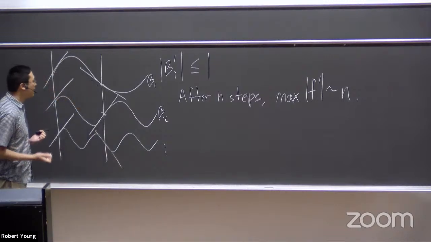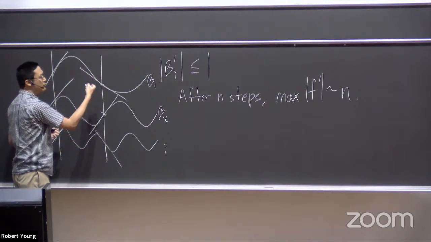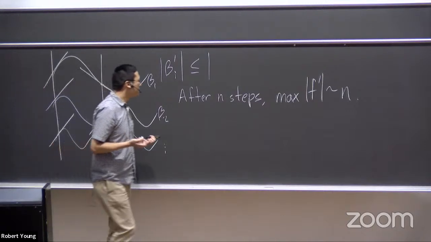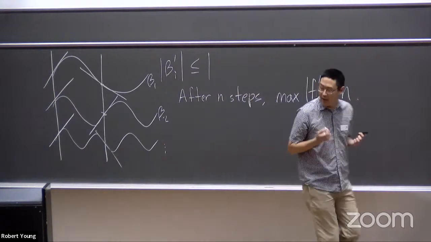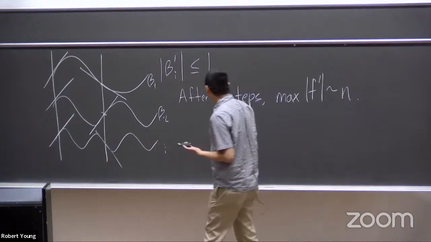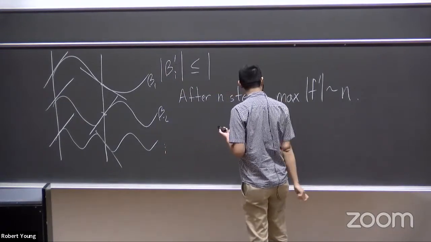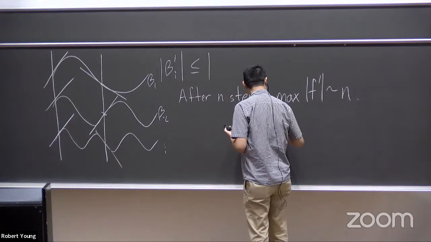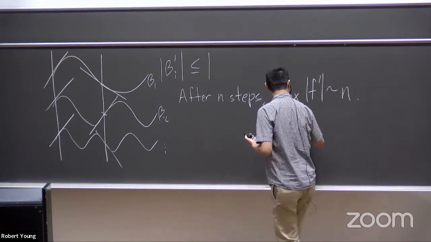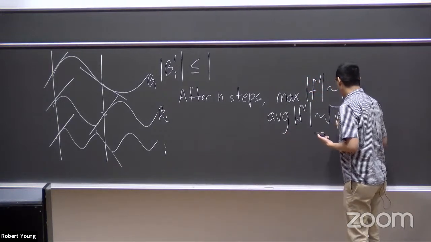You essentially have, for each term in this sum, a random number between -1 and 1. And we know that if you add n random numbers between -1 and 1, you're typically going to get something on the order of root n. So the maximum may be on the order of n, but the average is going to be much smaller. It's going to be on the order of root n.